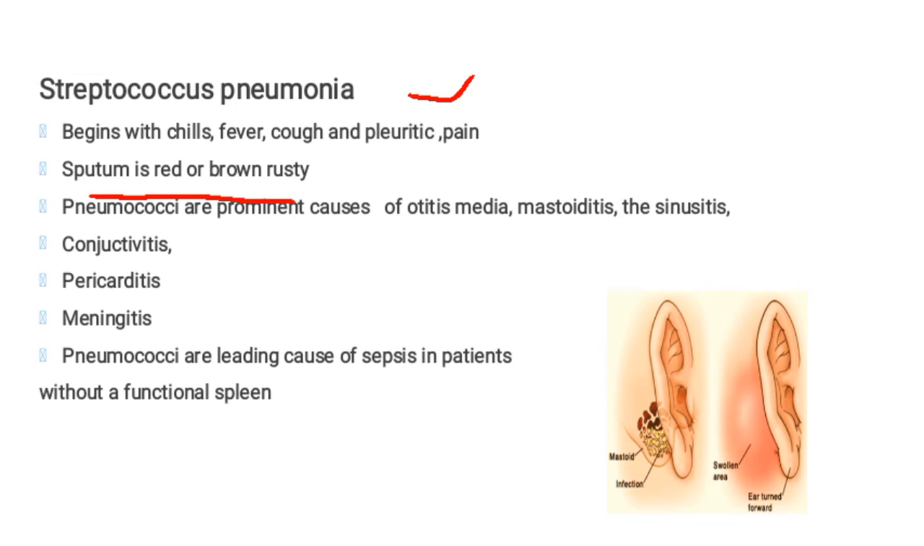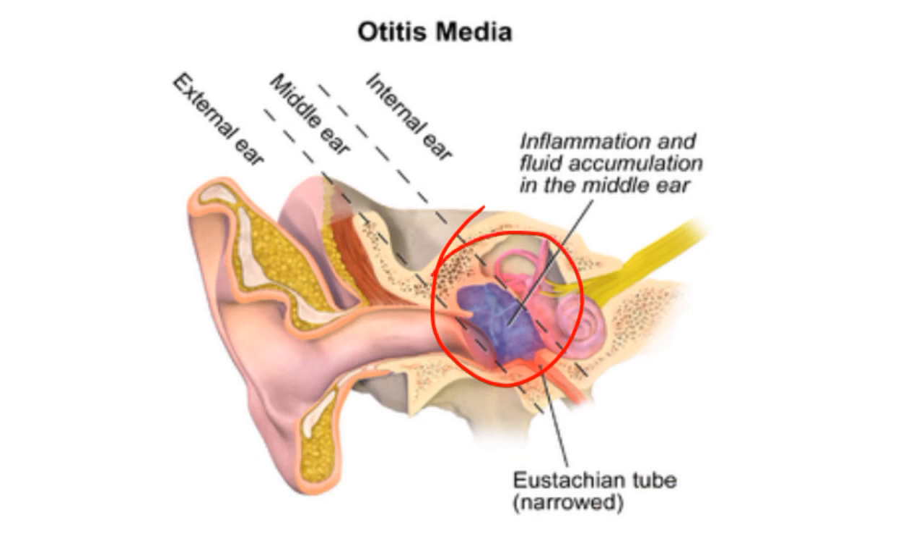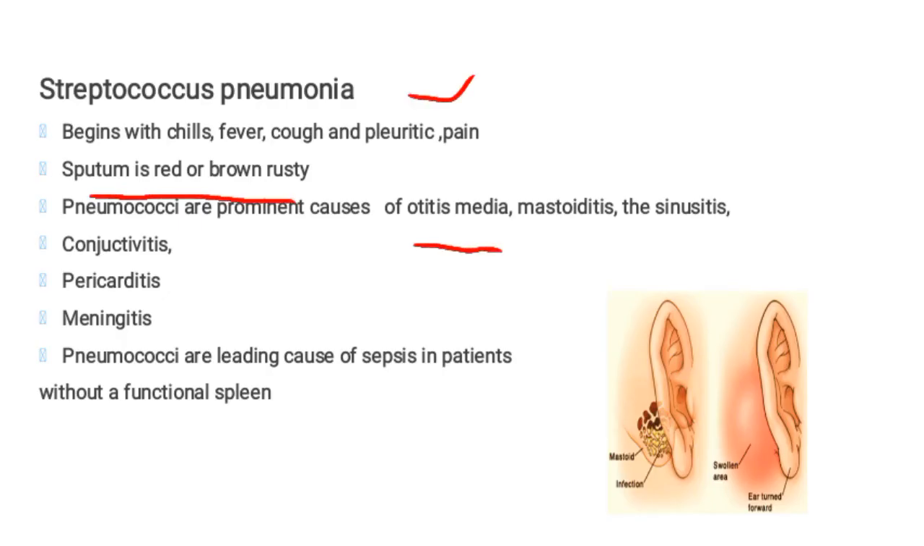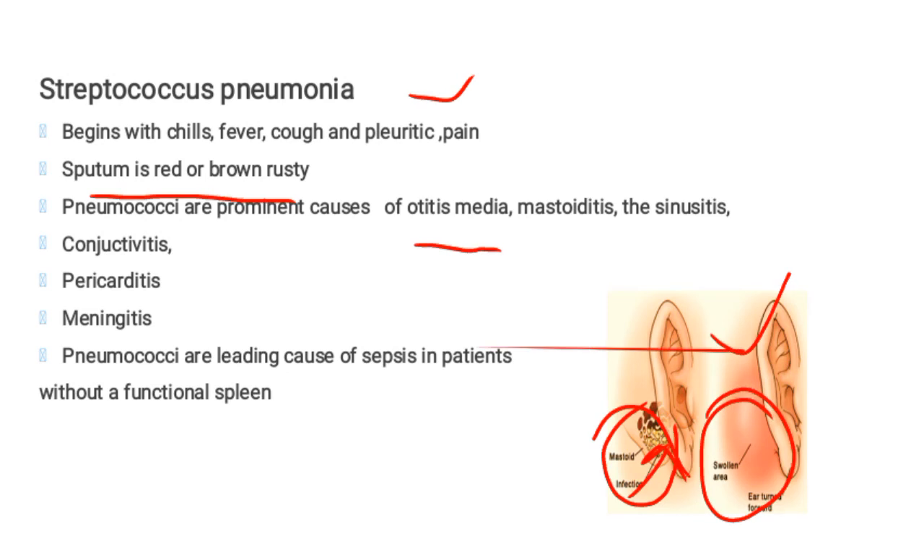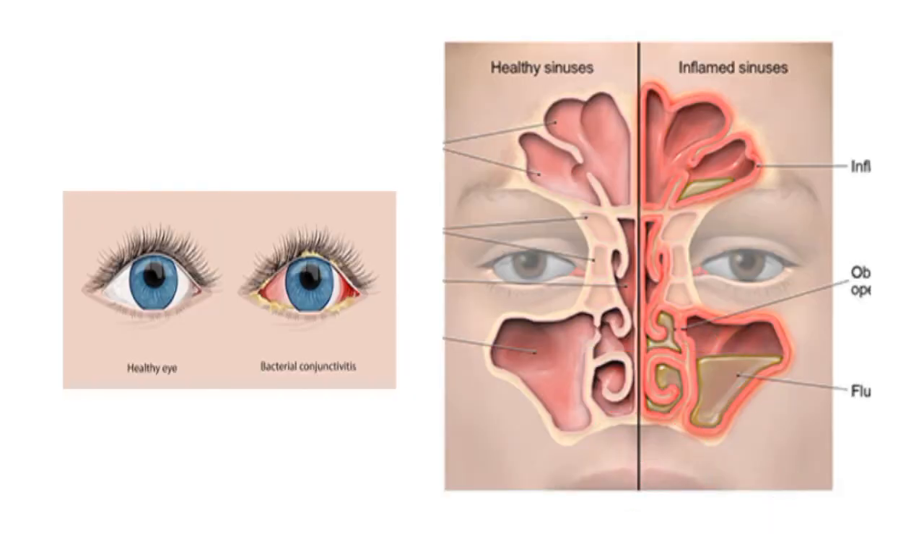What kind of infection will it cause? It causes otitis media. What is otitis media? Remember, otitis media is the inflammation of the middle ear. It causes mastoiditis, as the mastoid is a bone behind our ear, and as you can see, inflammation and infection of that bone occur with a swollen area. This is mastoiditis. It also causes sinusitis, the inflammation of the sinuses with fluid here. It is caused by strep pneumonia.